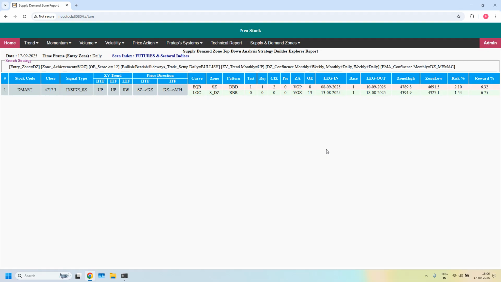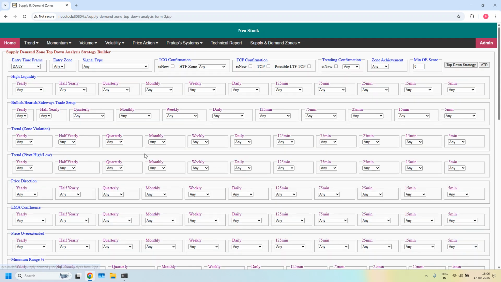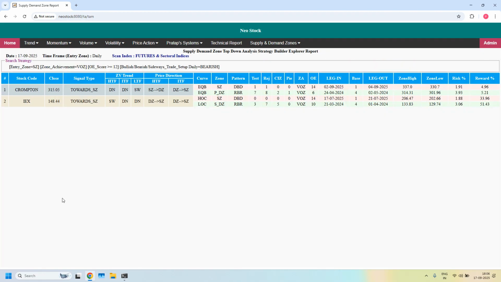Next, let us look into bearish trade setup for monthly income trade. Quickly I will generate, because explanation I will reduce. Entry time frame daily, entry zone supply zone, here bullish or bearish. At daily I am selecting bearish, zone achievement VOZ, minimum order enhance score 12. And we got two stocks supporting bearish trade setup for monthly income trade.